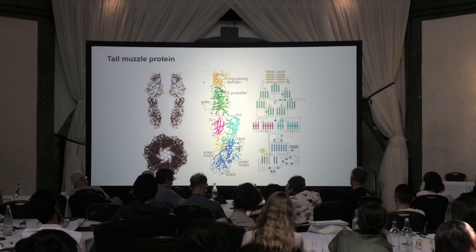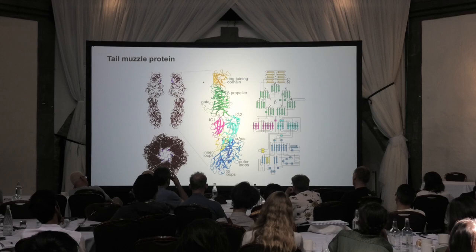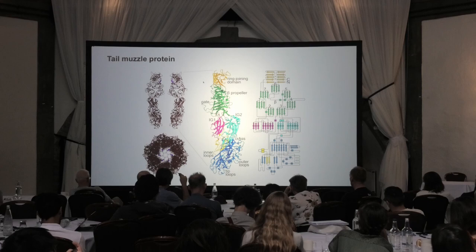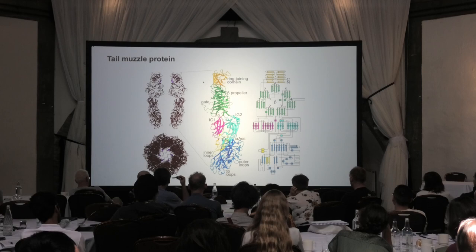And then from one of those is this other mess of a domain down the end, which we couldn't find any known homology to, which we call the crass domain. We think that these combined domains are involved in secondary receptor binding. We don't have any evidence for that yet, but we think that they'll be involved in sensing the cell surface and triggering release.